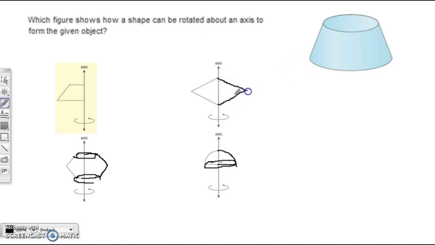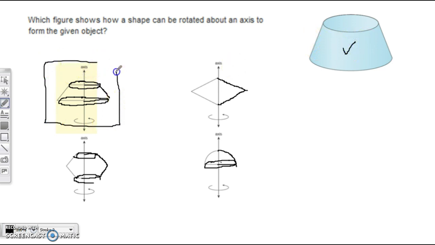If we do this one, we're going to get this really funky, cool, double pointy cone thing. So the only one that makes sense is this. And again, if you're rotating it around, you have to think about it having a circular base on the bottom and the top. And so that would end up looking like our picture. So this one is our answer.